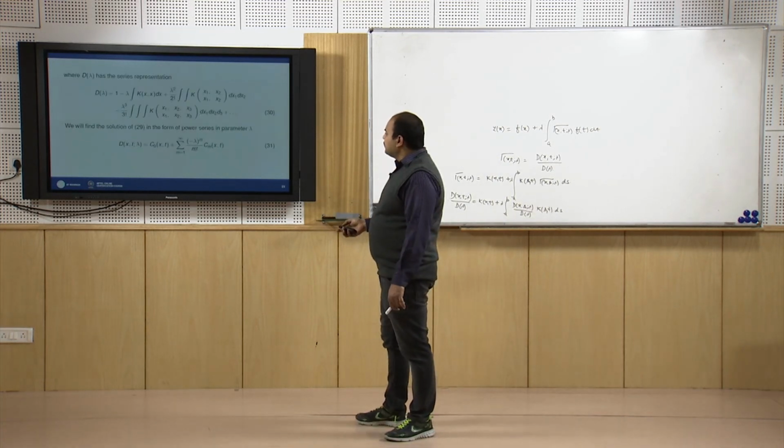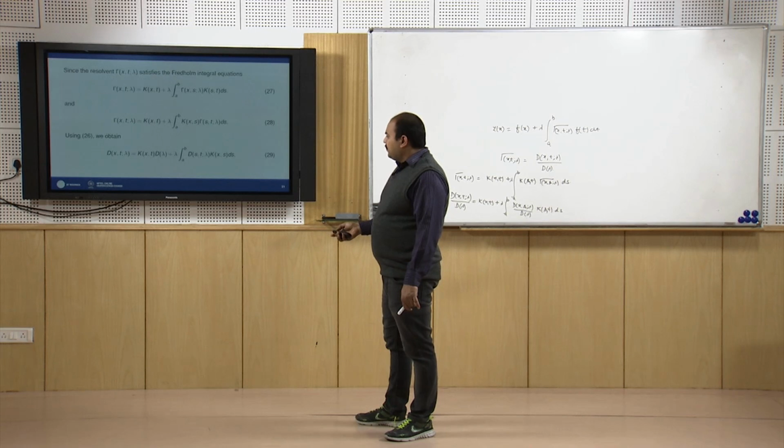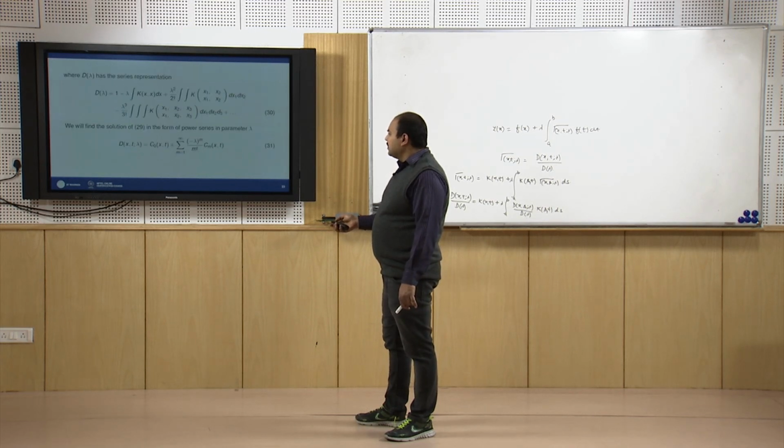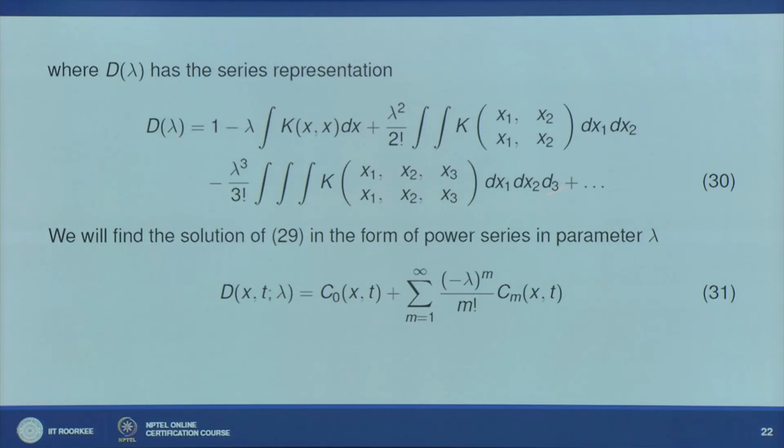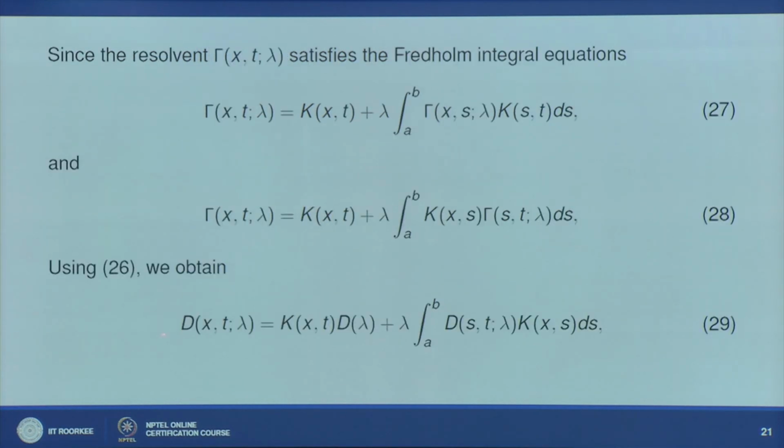So let us assume first of all that the solution of equation number 29 can be written as a power series in the parameter λ. Looking at the expression given for D(λ) as a power series in λ, we assume that D(x,t;λ) is also written as a power series in λ. So here we take the coefficients C_0(x,t) to C_m(x,t), m equal to 1 to infinity. We want to find these coefficients C_m(x,t) such that D(x,t;λ) satisfies equation number 29.